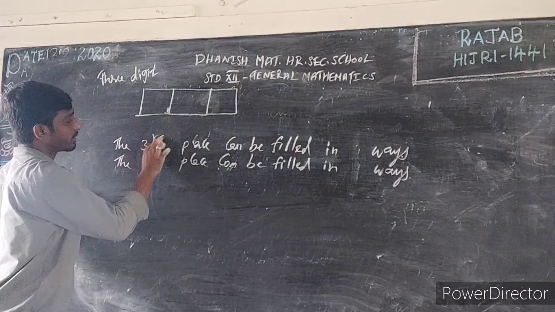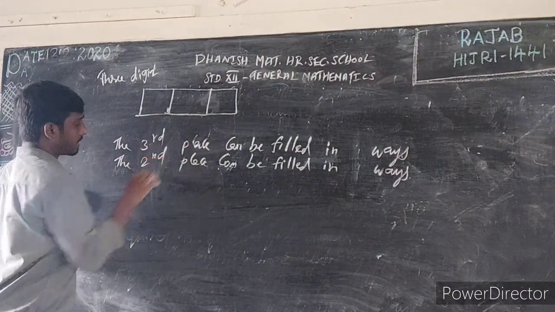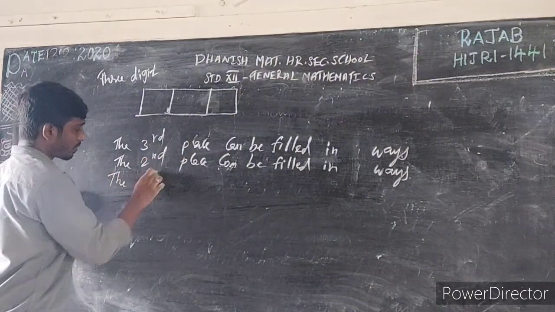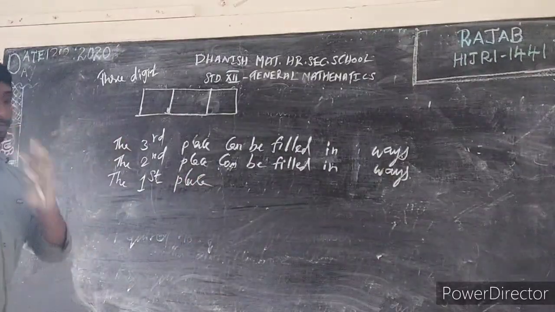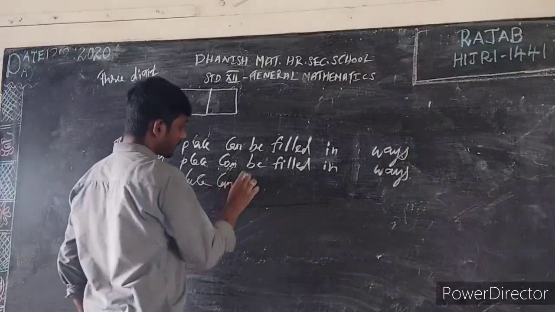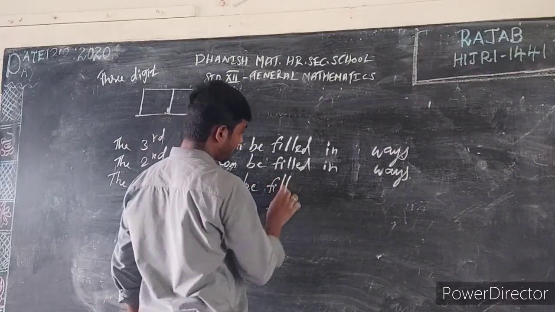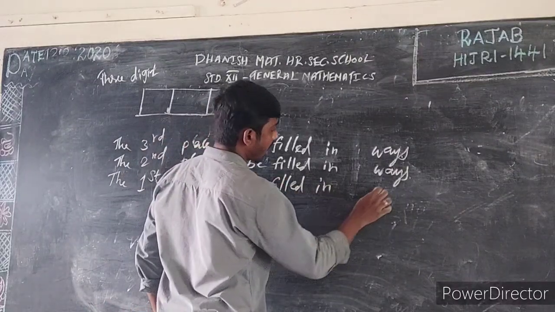So here itself we are having third place, second place, first place. Because we are having 3 digits, we are having 3 places here. Can be filled in how many ways?